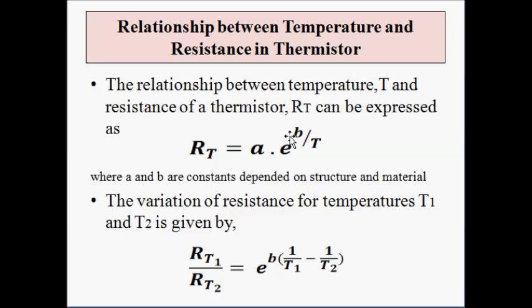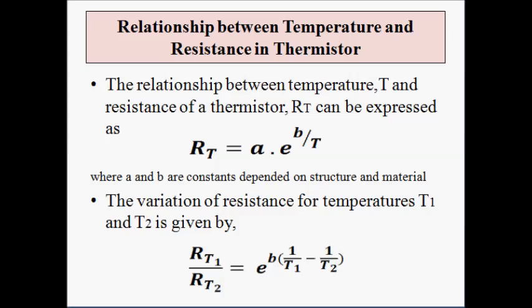Now, when two temperatures T1 and T2 are involved, we can write the resistance of the thermistor at these two temperatures as R_T1 / R_T2 = e^(B(1/T1 - 1/T2)). These are the mathematical expressions which govern the relationship between thermistor output resistance and the surrounding temperature.